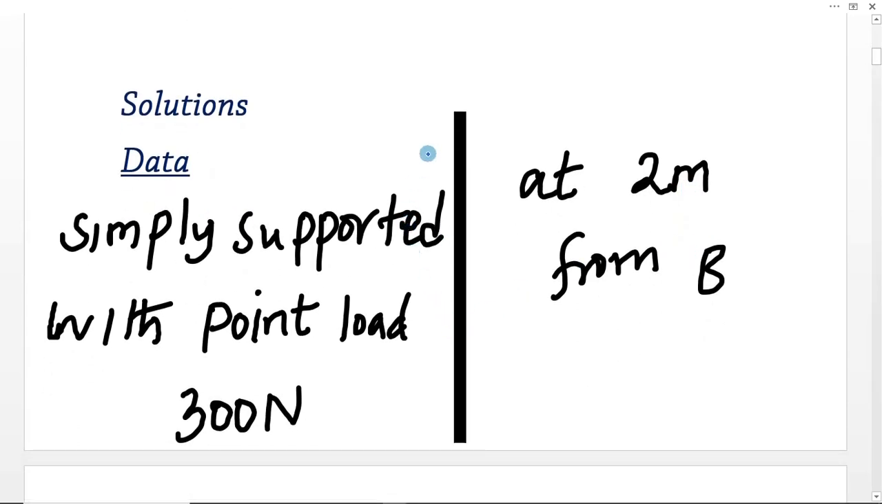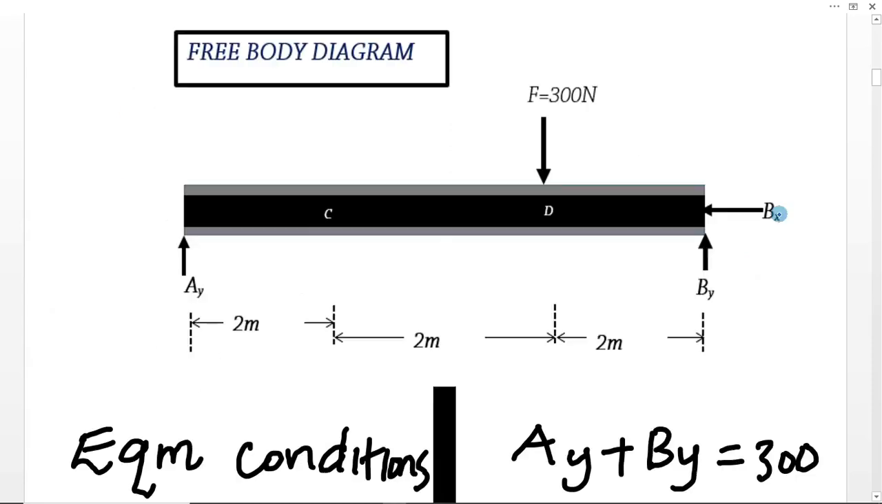The information provided to us is that we have a simply supported beam that has a point load of 300 newtons and it is at 2 meters from point B. After looking at the loading conditions of the beam, we can draw what we call a free body diagram to help us analyze the external forces acting on that particular beam. Before we calculate the internal forces, we must find the values of the external forces that result in the generation of the internal forces.